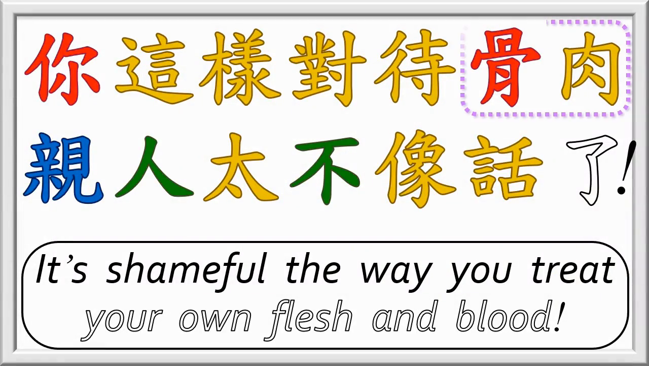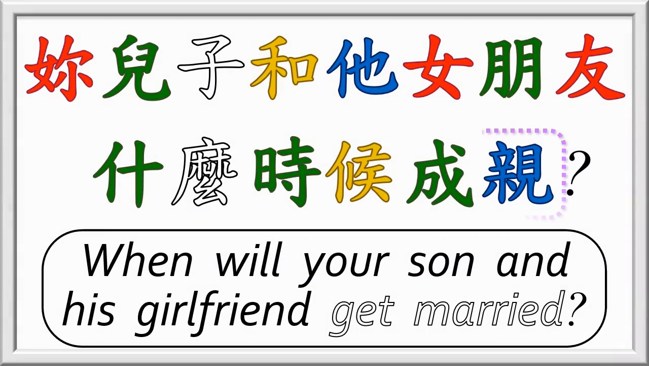To emphasize one's own flesh and blood, the phrase to use is 骨肉亲人. 你这样对待骨肉亲人太不像话了. It's shameful the way you treat your own flesh and blood. Although not the most modern expression, one traditional way to translate get married is 成亲. 你儿子和他女朋友什么时候成亲? When are your son and his girlfriend getting married?